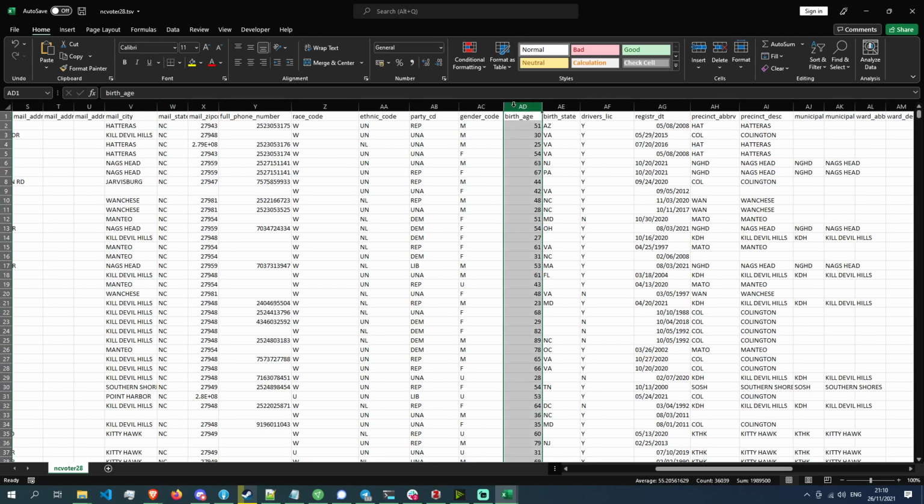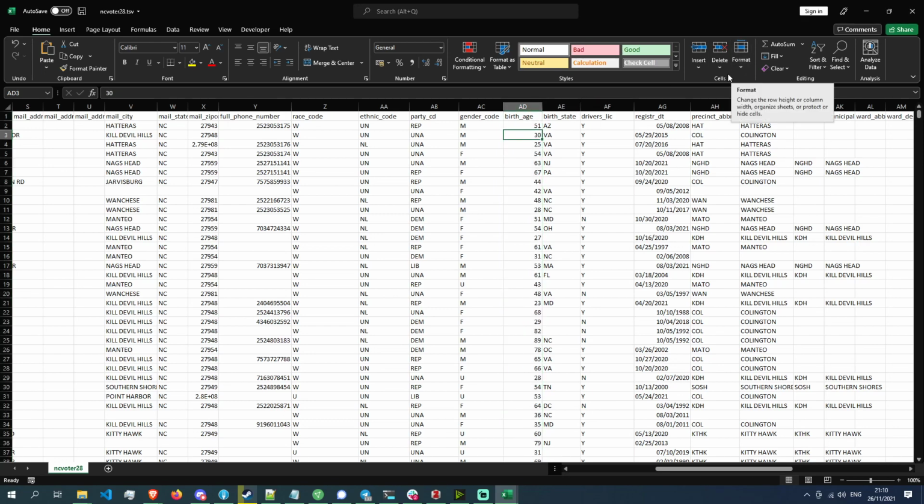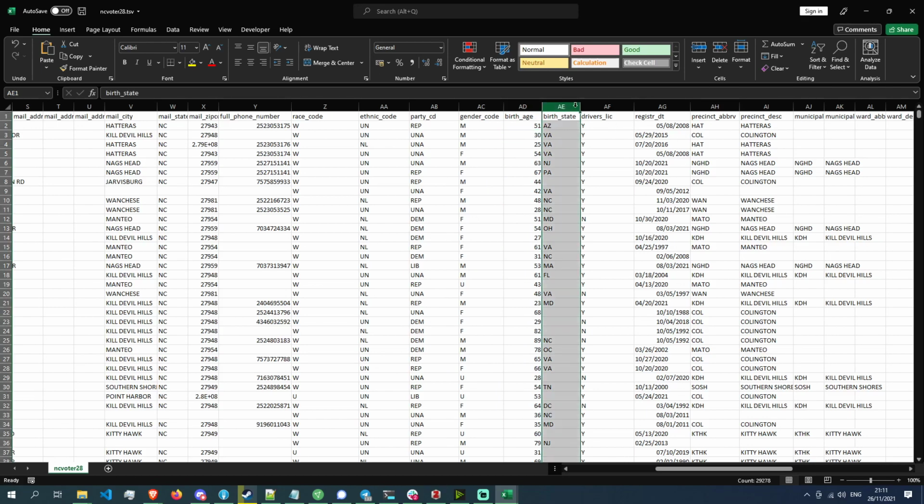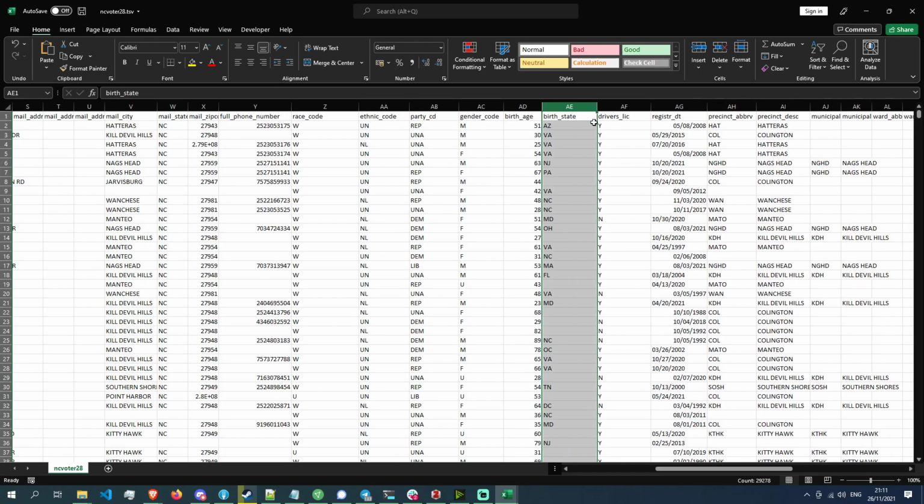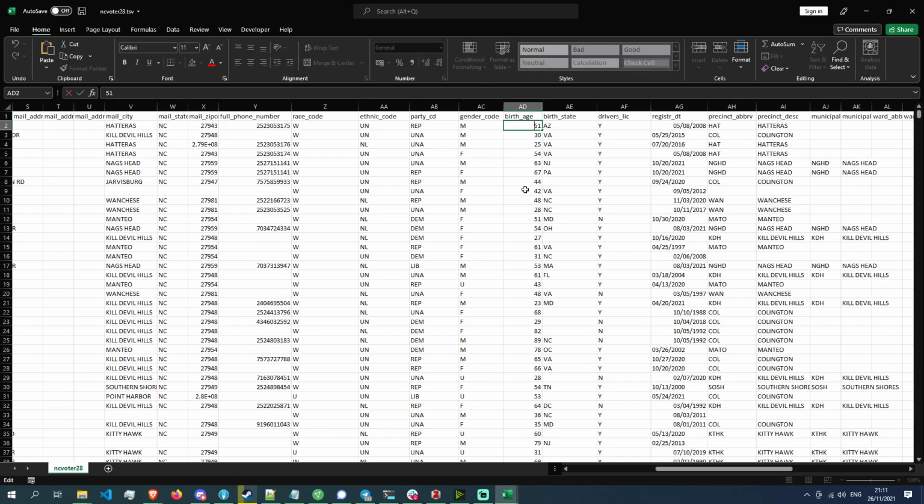Birth age. Now, I don't know what age you were when you were born, but these people were apparently 51 and 30. Poor Aaron, born at the old age of 51. Yep, born in Arizona, of course. And I'm assuming this isn't the year. This is their actual age when they registered, but it is stupid. Right. Do they have a driver's license? When did they register? What is their precinct abbreviation, etc.